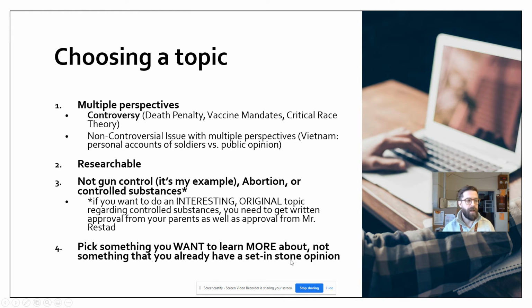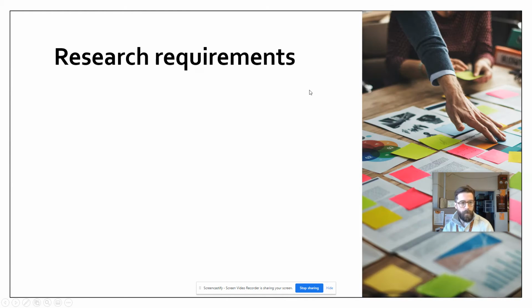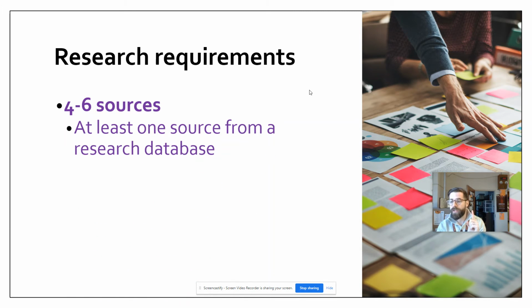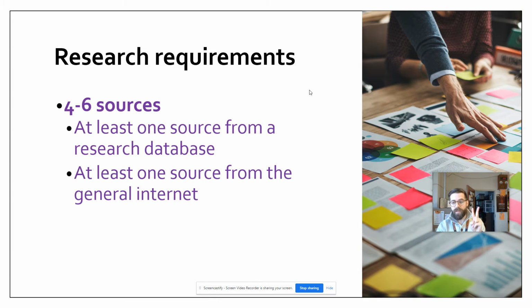That's not the purpose of this paper. So some of the requirements is you're going to need to find at least 4 to 6 sources that you're going to research on and then use in your final paper. At least one of these sources has to come from a research database, and at least one of these sources has to come from the general internet, just the Googles.